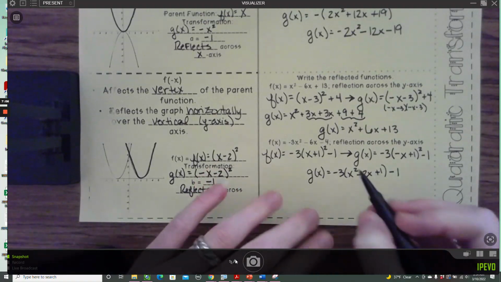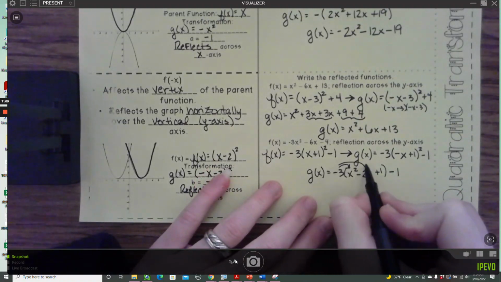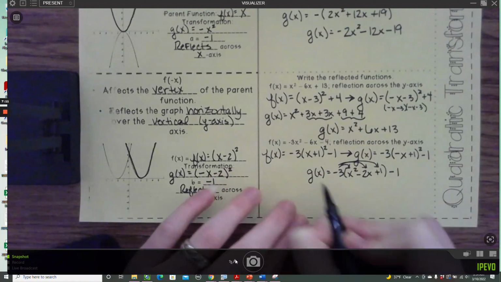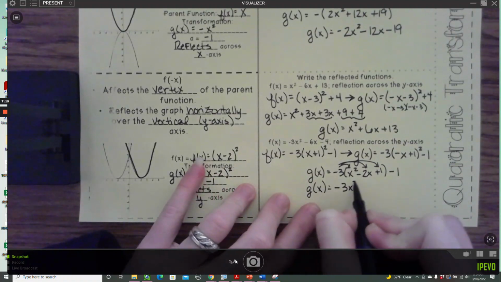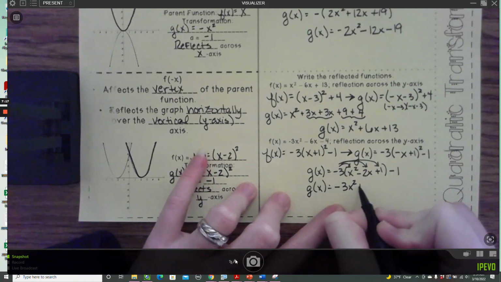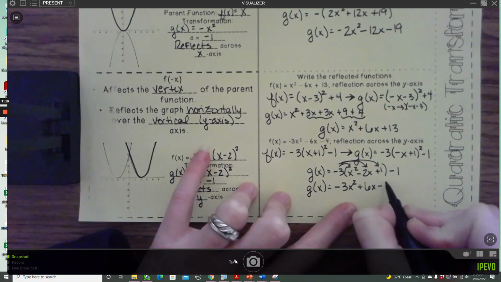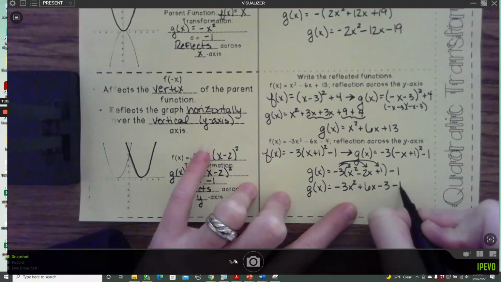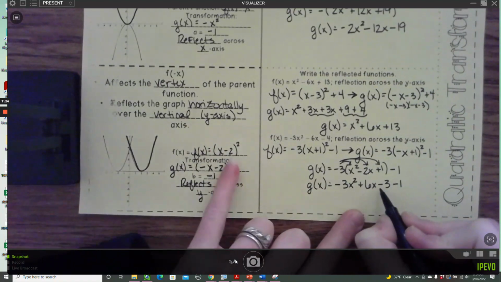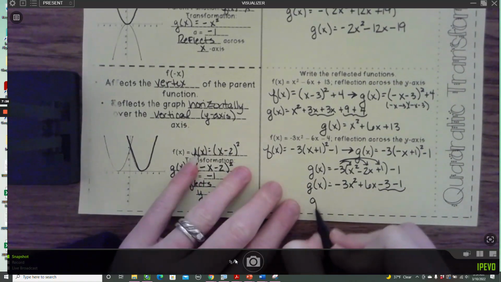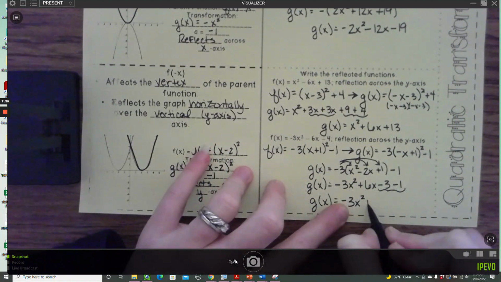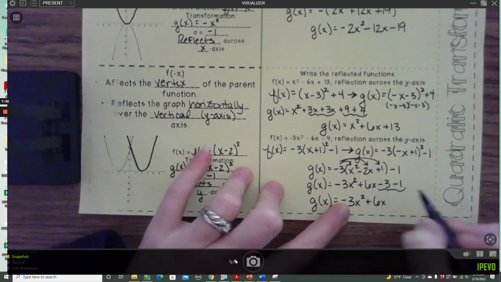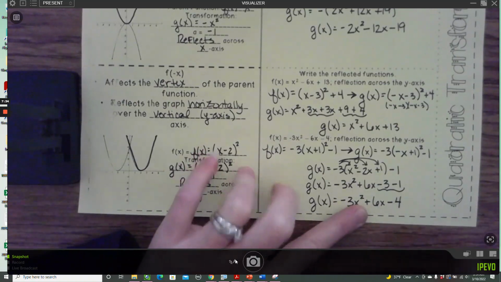Now you can distribute. So you distribute this negative 3 across everything inside those parentheses. So we've got negative 3x squared, we've got a positive 6x, and we have a negative 3, and then still this minus 1 at the end. So our last step is going to be to combine like terms. Negative 3 minus 1 is a negative 4.